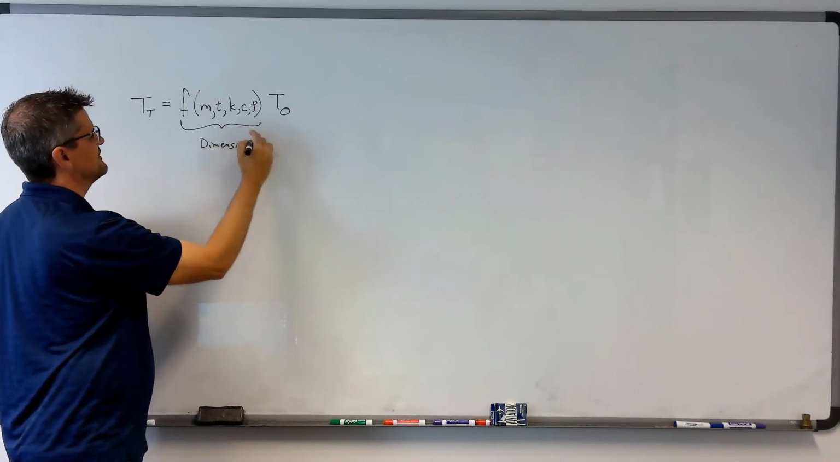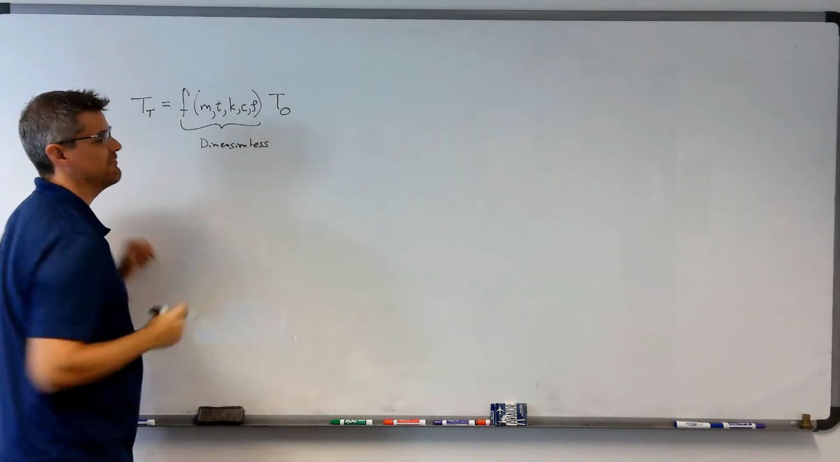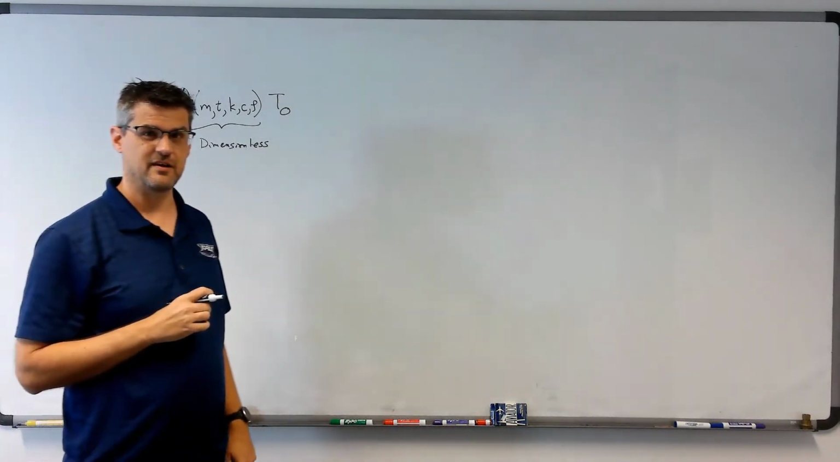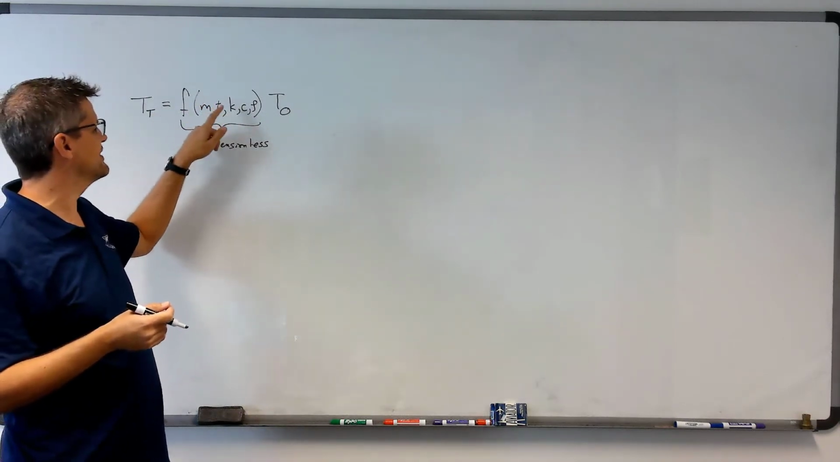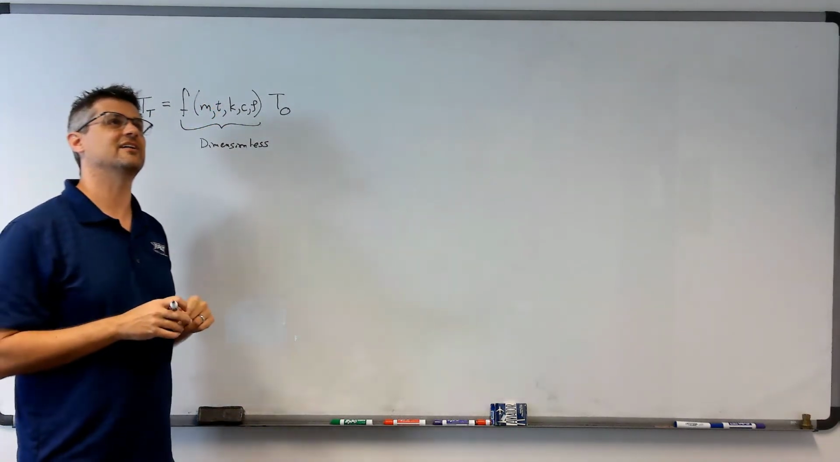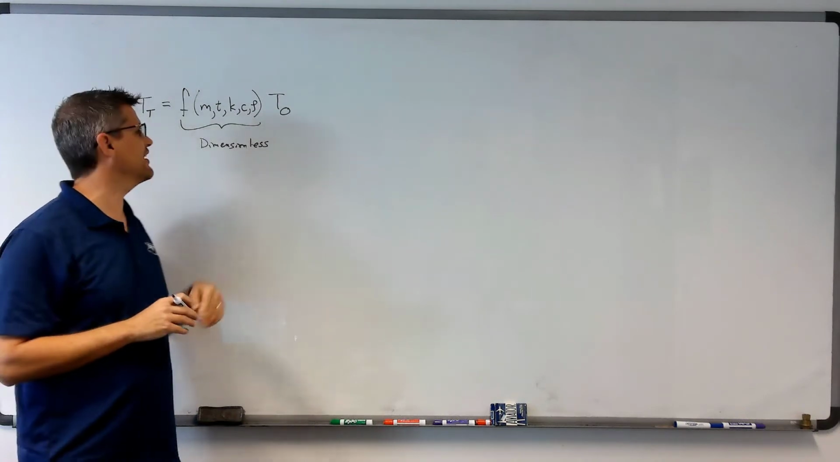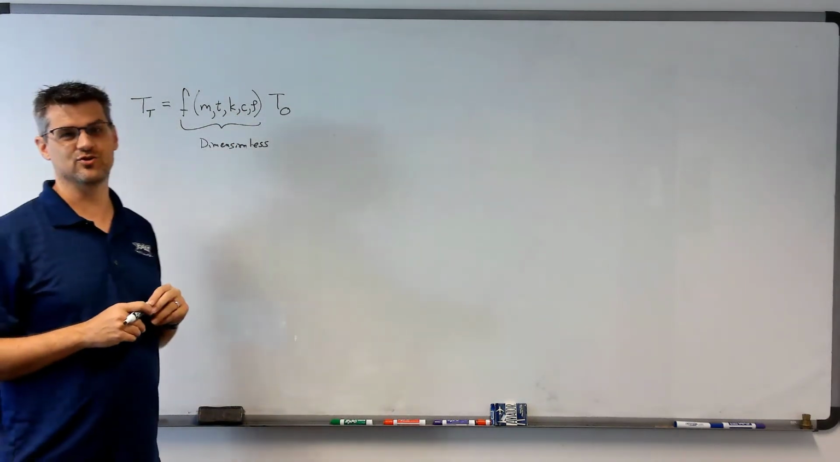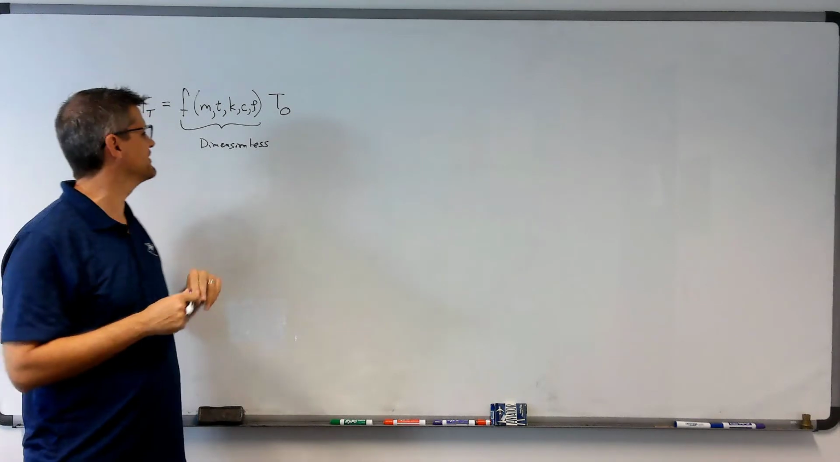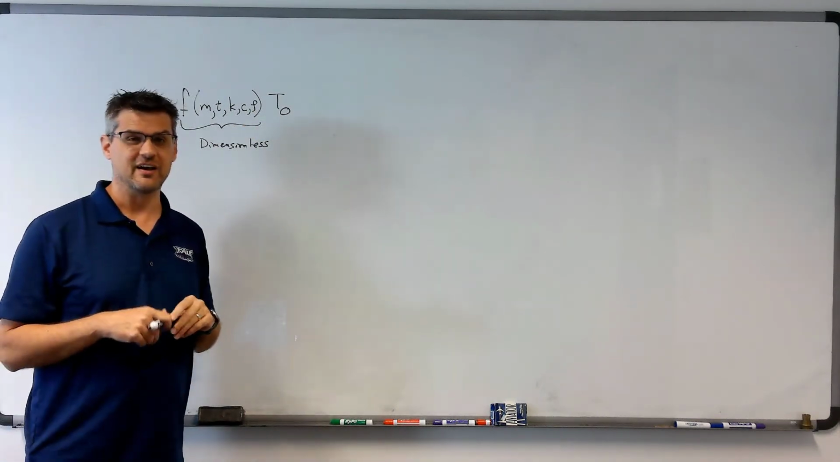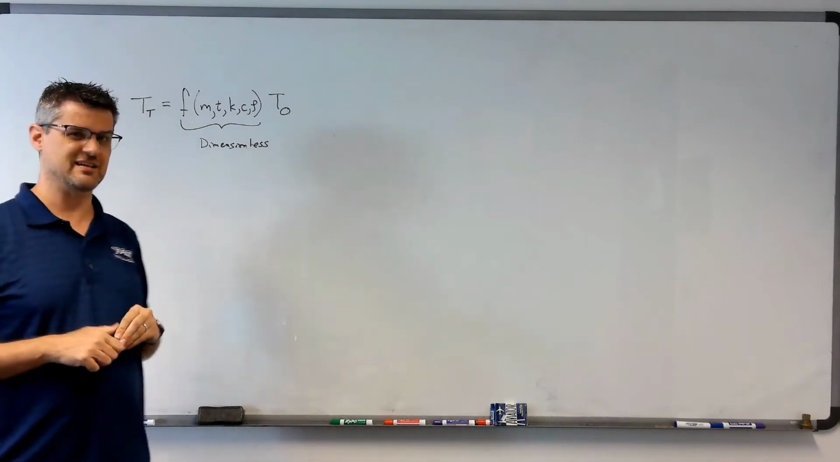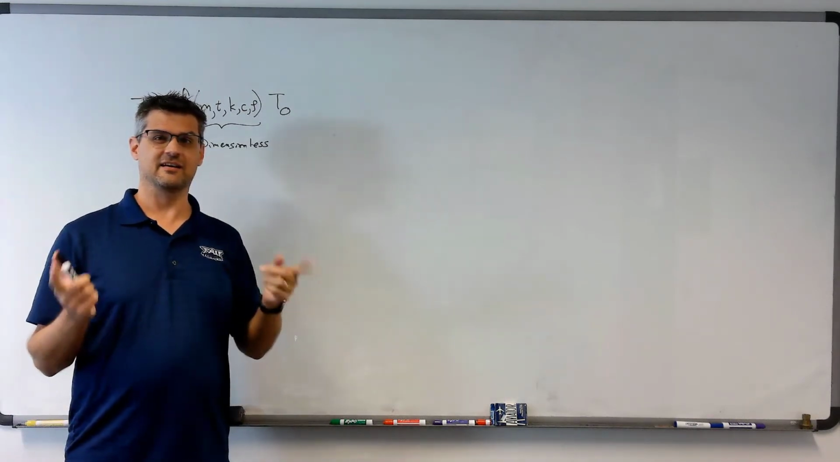It must be dimensionless. And it has a lot of things in here. I mean, mass is in kilograms, time is in seconds, thermal conductivity is in watts per meter per Kelvin, specific heat is joules per kilogram per Kelvin, density is kilogram per meter cubed, and we have to group all of these things together to get something that is dimensionless.